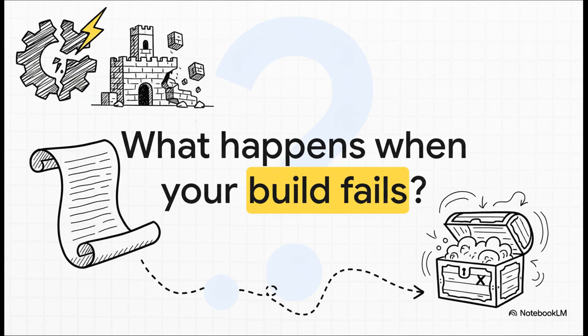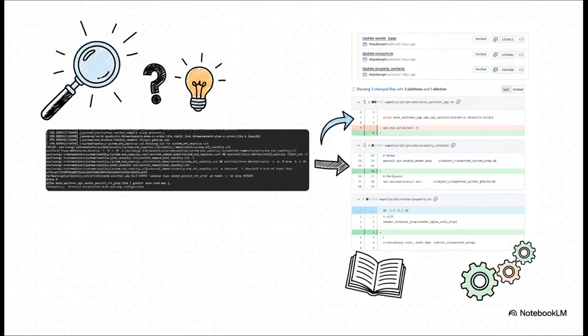But here's the secret. That giant wall of scary red text is not a stop sign. It's actually a map. The error log contains all the clues you need to figure out what went wrong and how to fix it. Check this out. Here's a classic example. The log on the left is yelling about an SE policy error. That's basically part of Android's security rulebook.